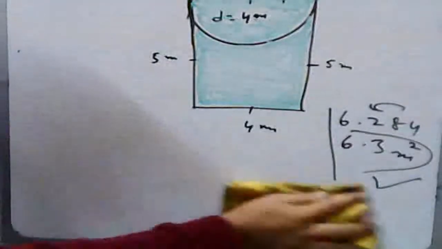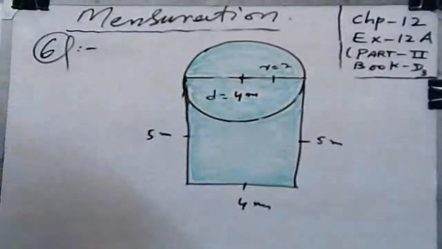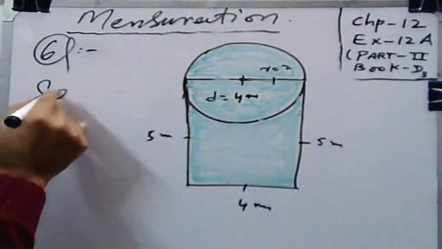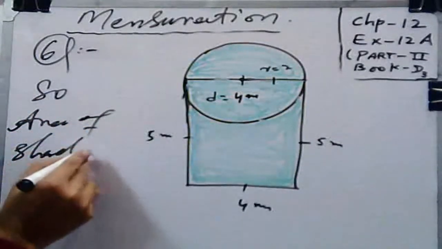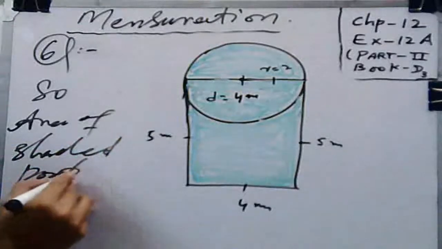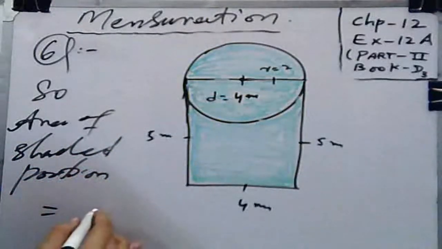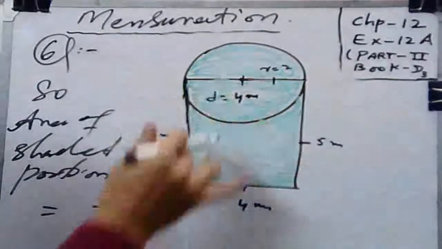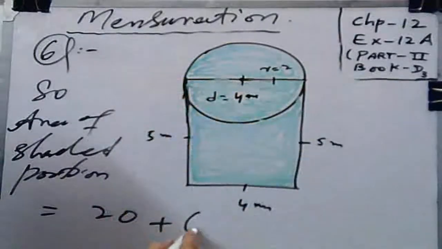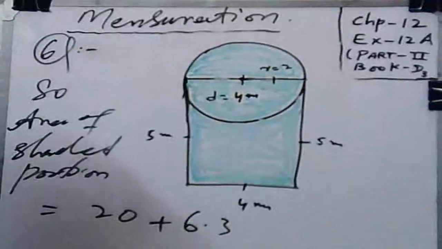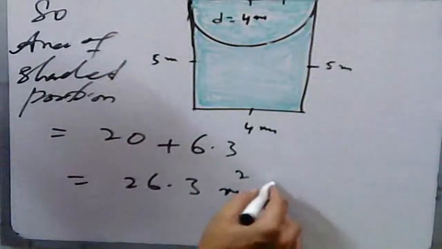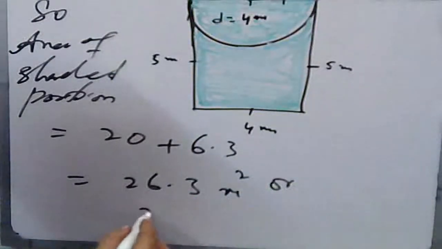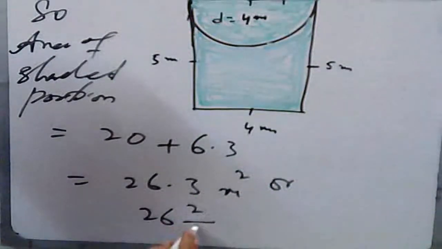Therefore, area of the shaded portion, that is the area of the full figure, is equal to the sum: first 20, the area of the rectangle, plus the area of the semicircle, that is 6.3. So your result is 26.3 meter square, or you can also write it as 26 whole 2 by 7 as your required result.